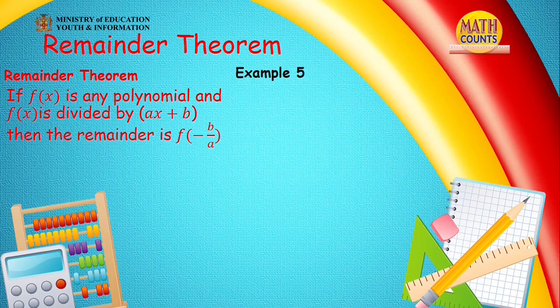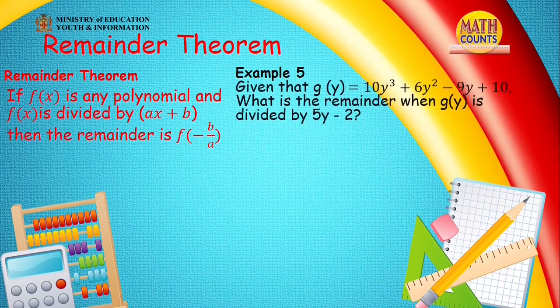So example 5. Given that g of y is equal to 10y to the third plus 6y squared minus 9y plus 10, what is the remainder when g of y is divided by 5y minus 2? Now, just like all the examples before, the first thing we do is set the divisor equal to 0 and solve for the variable. In this case, y equals 2/5.